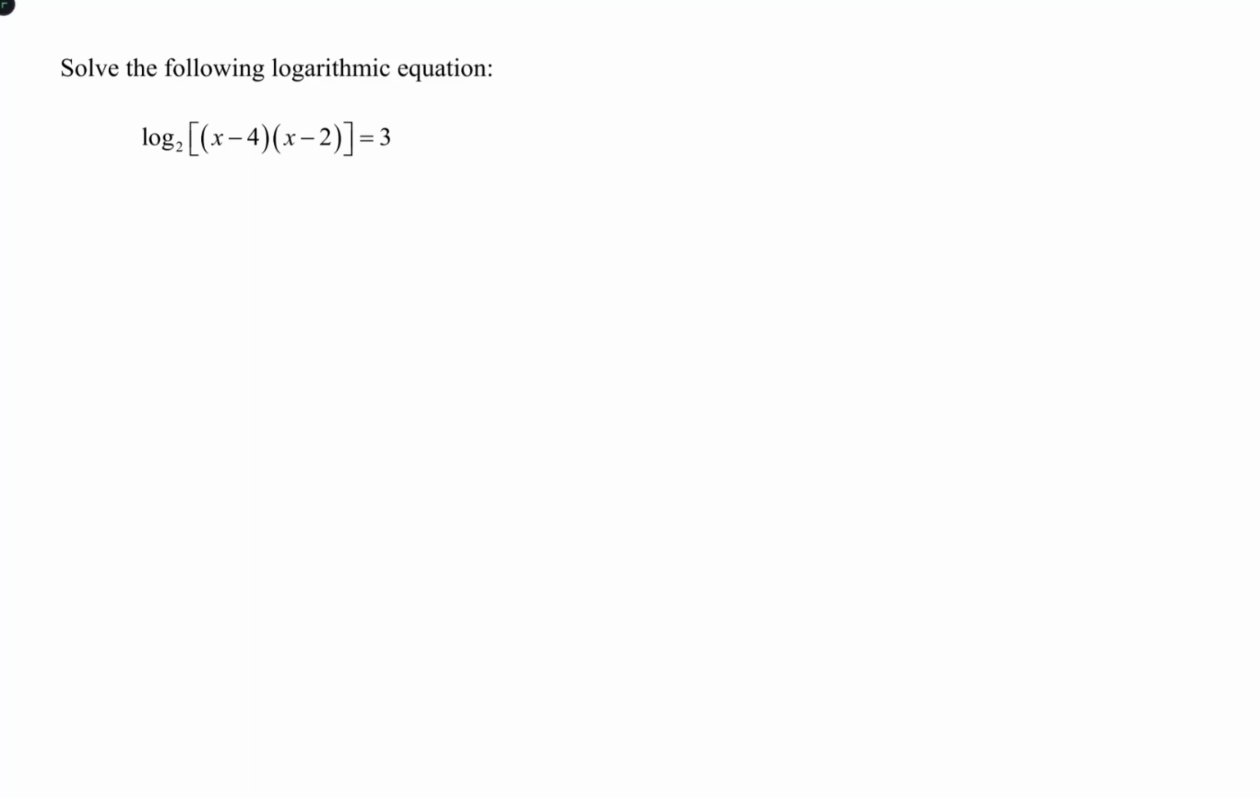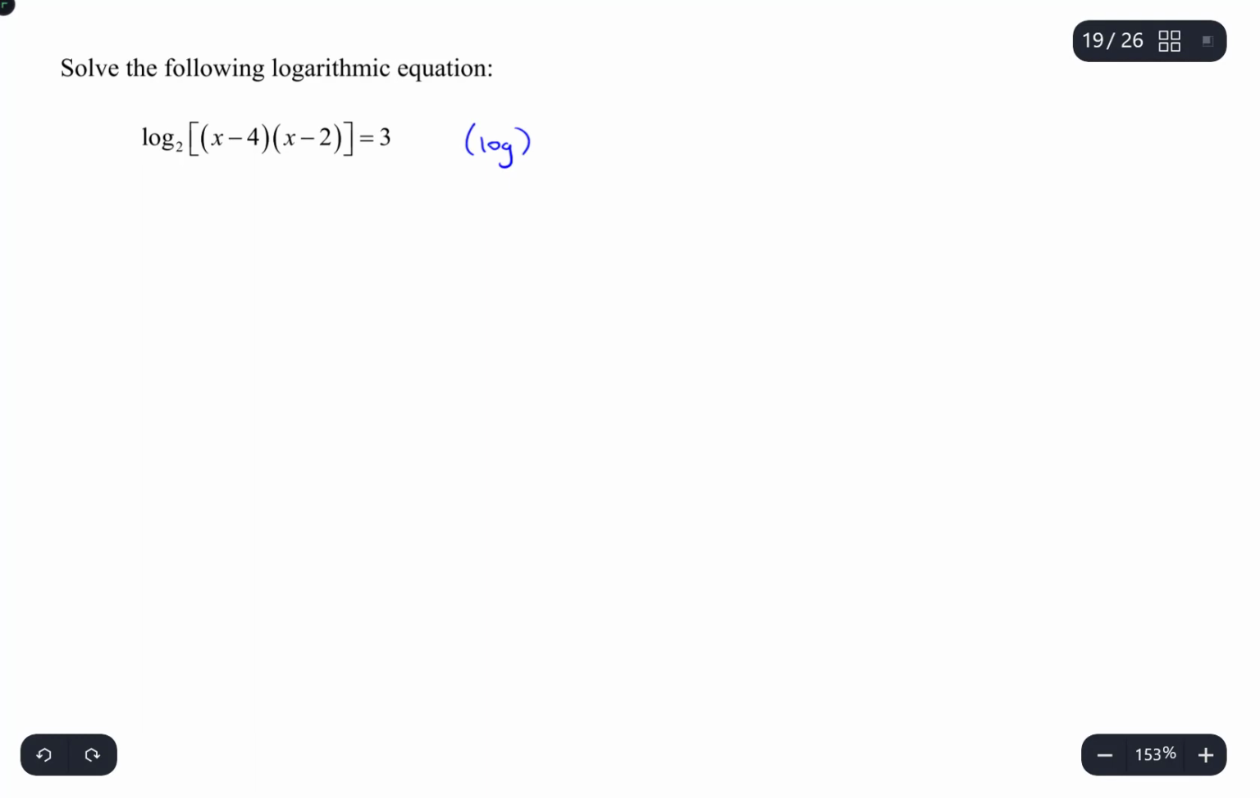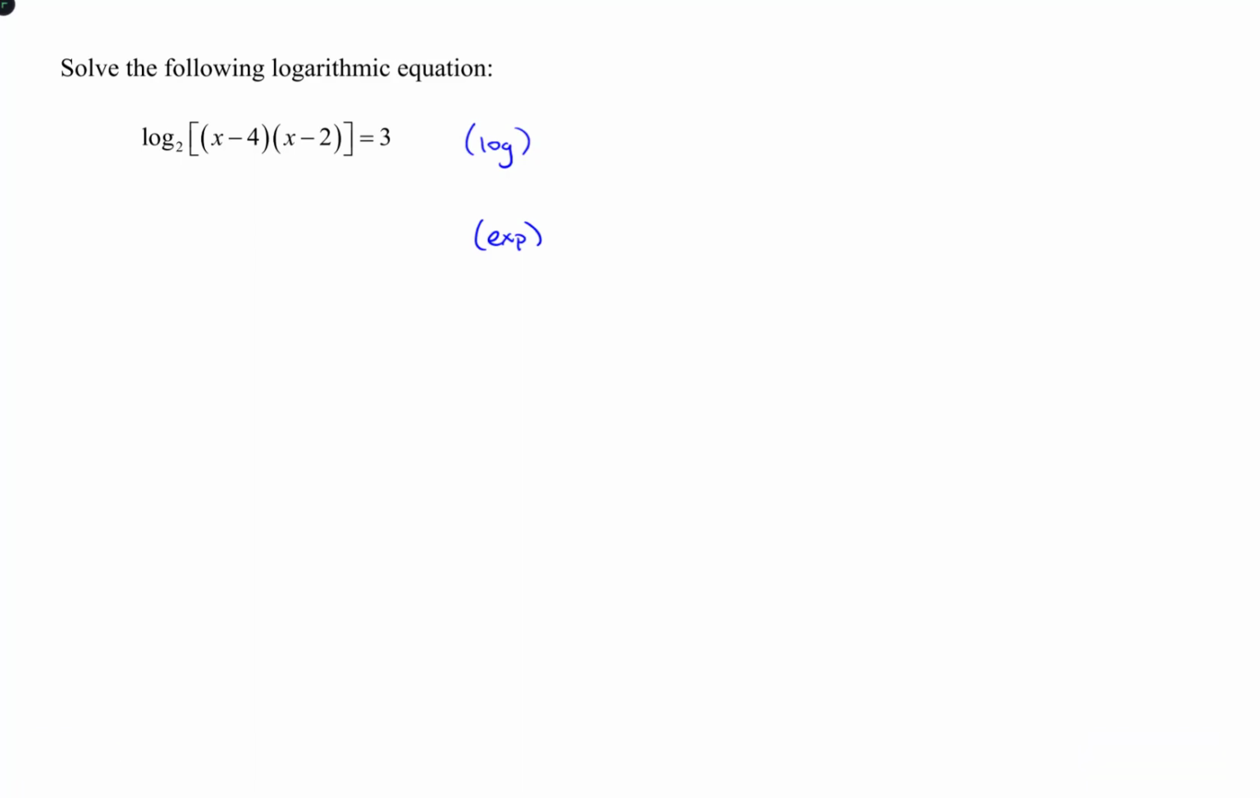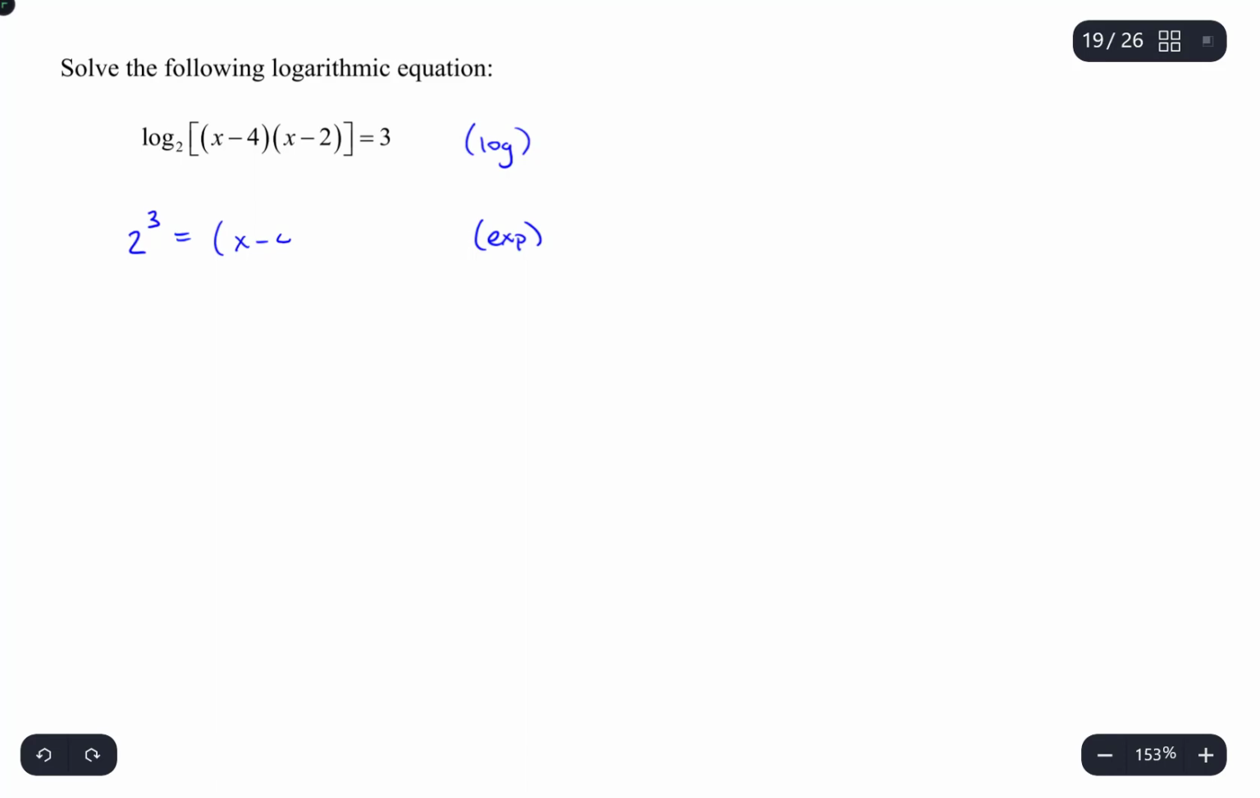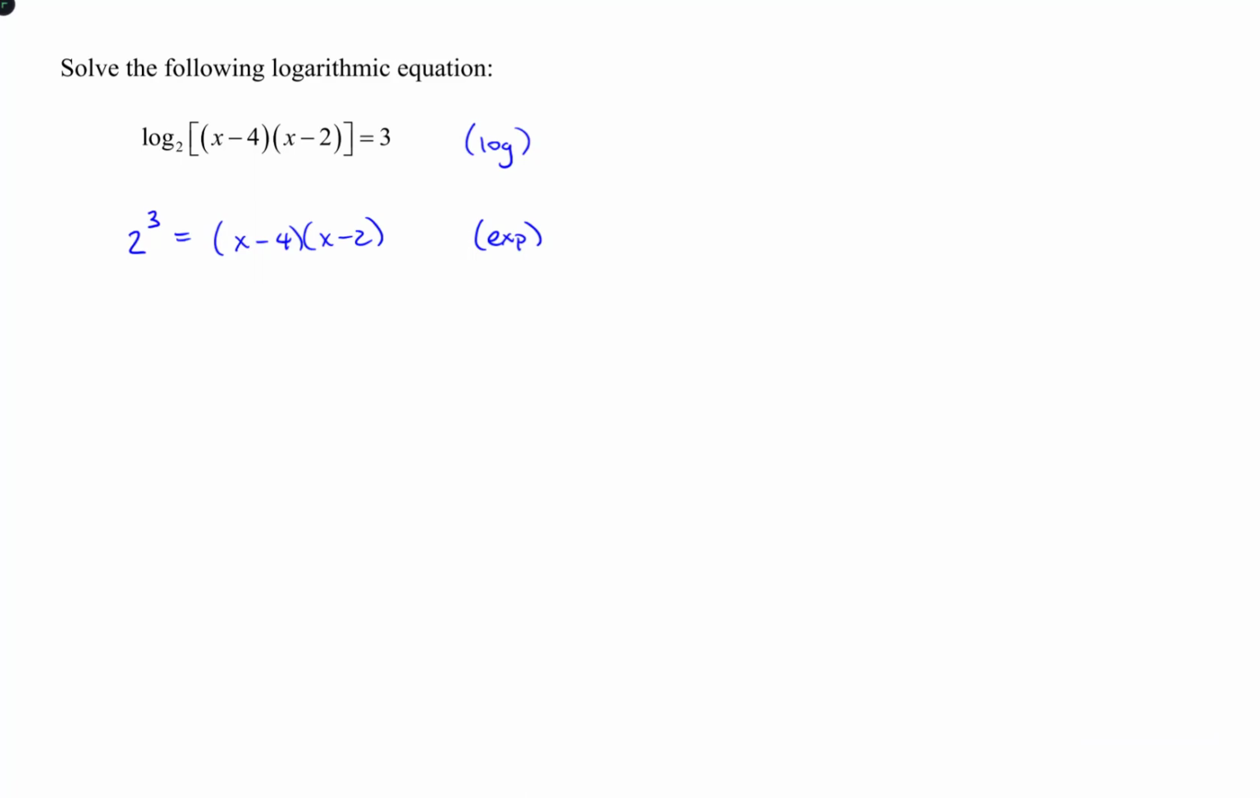So we already have a log of one base of a single value equal to a constant. So that's great. That's a perfect, simple logarithmic form. To change that into exponential form, we take the base of the logarithm and make that the base of our exponential equation. Now, the result of a logarithm, the number on the other side of the equals, is an exponent. So that becomes the exponent in our exponential equation. And then this is equal to the argument, which is this product of two linear binomial terms.